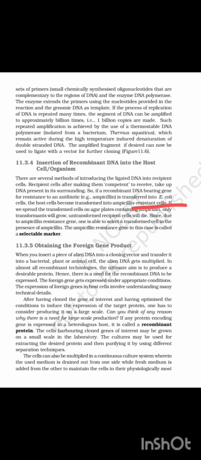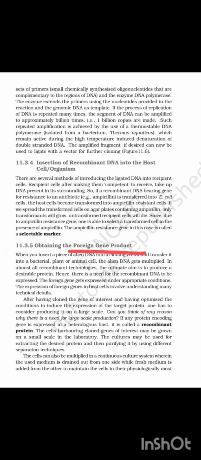into ampicillin-resistant cells. If we spread the transformed cells on agar plates containing ampicillin, only transformants will grow, while untransformed cells will die. Due to the ampicillin resistance gene, one is able to select a transformed cell in the presence of ampicillin. The ampicillin resistance gene in this case is called a selectable marker.